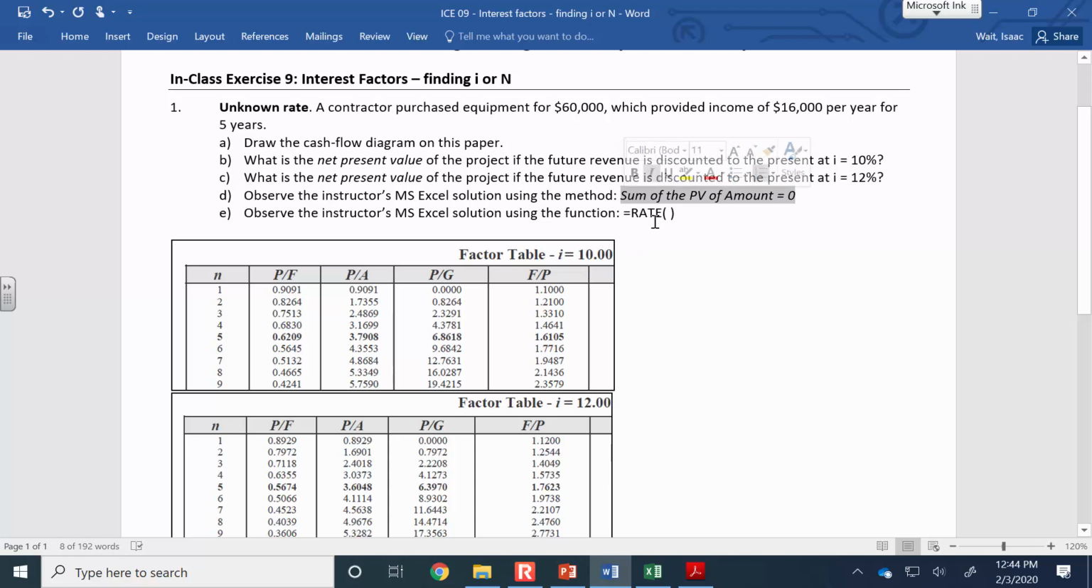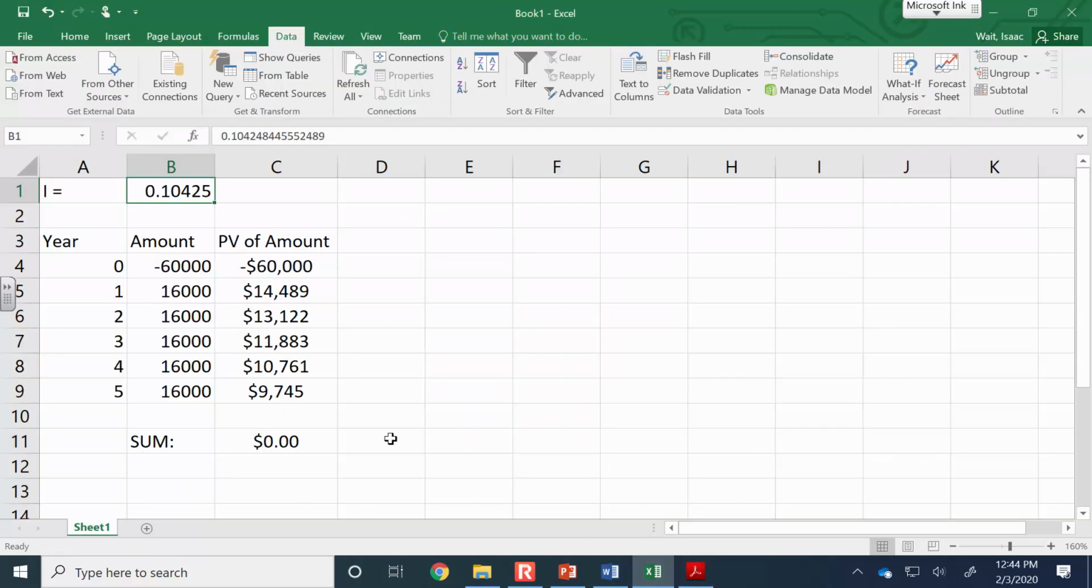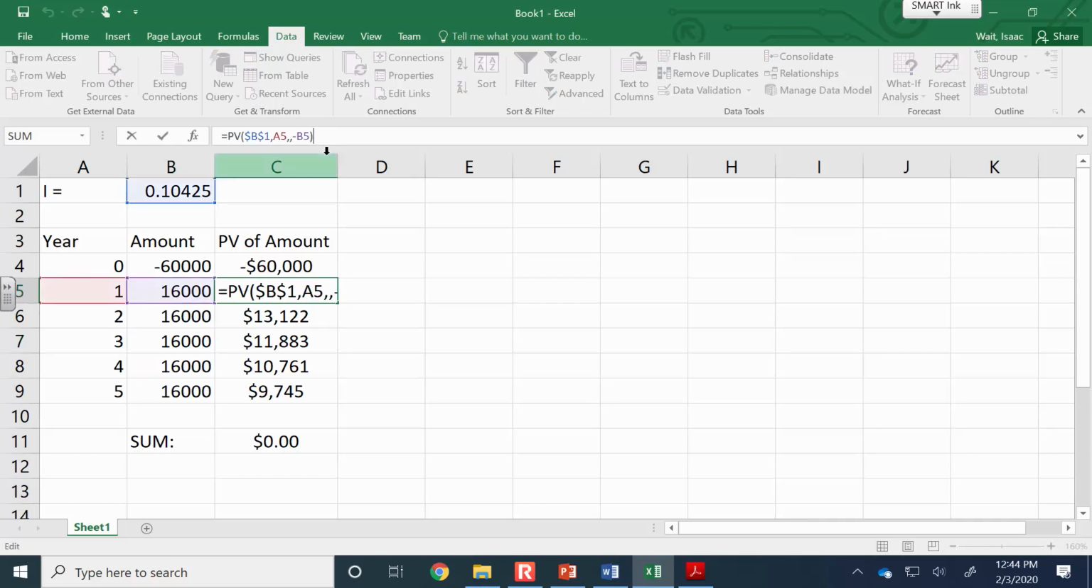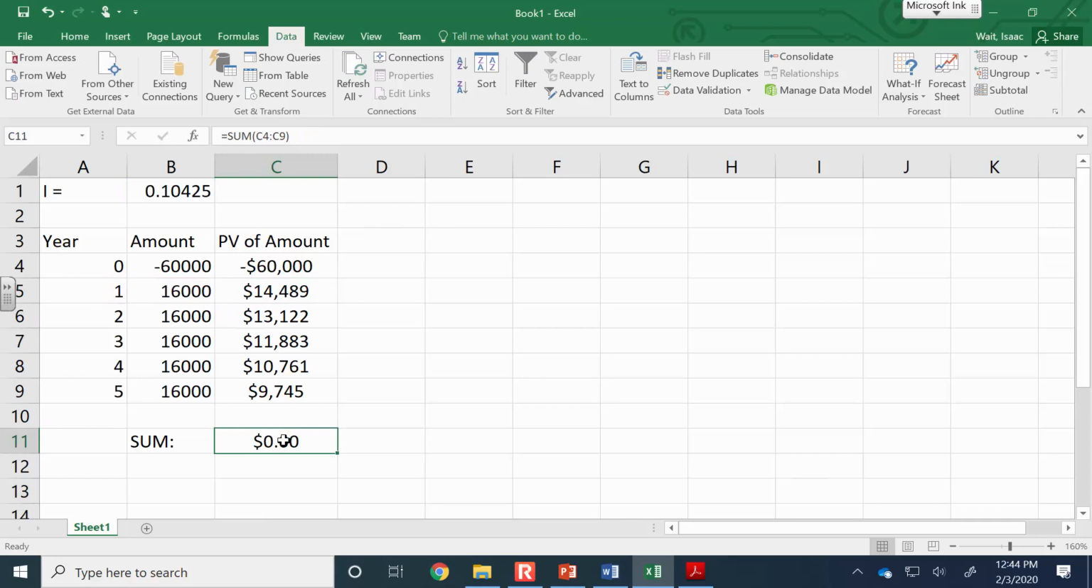The sum of the present value of the amounts is equal to 0. So here's the sum of the present value of the amounts. Here was the amount column, which was just the cash flow diagram translated to the spreadsheet. Then we did the present value function, and then the sum of the present values. And we wanted the sum of the present values to be equal to 0 by changing I.